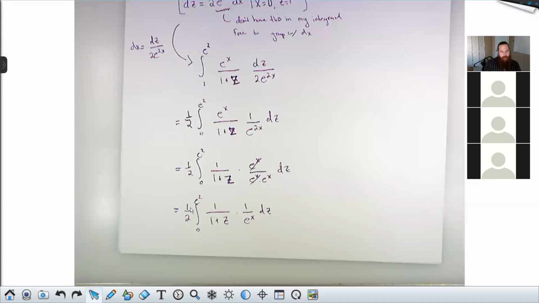It means anywhere you had an x in your original integral, you have to replace it by whatever the new variable is. You have to swap everything over. And this piece is fine. 1 over 1 plus z, that doesn't have any problems. The dz is good, but I still have a 1 over e to the x.